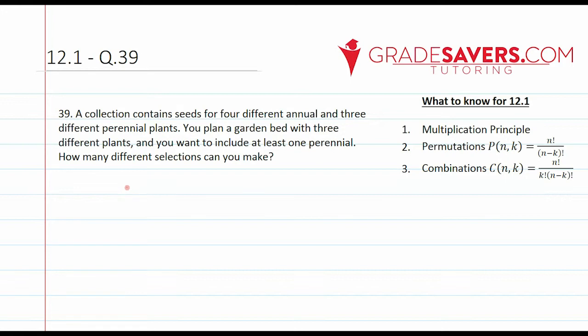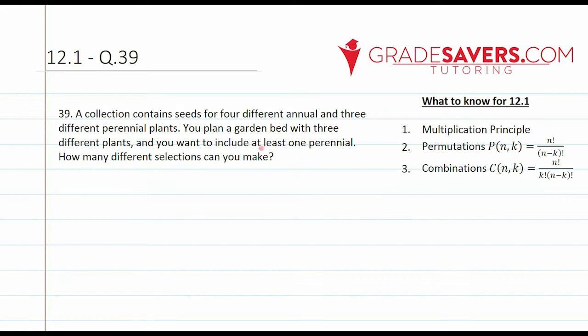Let's do question number 39 from section 12.1. A collection contains seeds for 4 different annual and 3 different perennial plants. You plan a garden bed with 3 different plants and you want to include at least 1 perennial. How many different selections can you make?